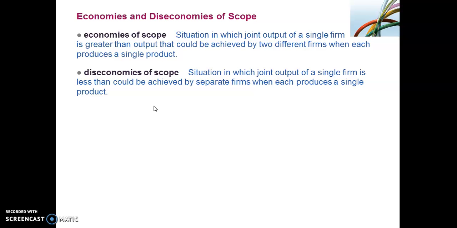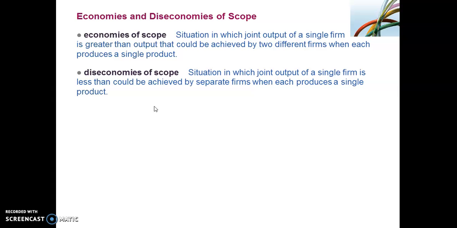Now, diseconomies of scope is a situation in which the joint output of a single firm, Honda in this case, producing both motorbikes and cars, is less than what could have been achieved by separate firms if each produced a single product. So here it would make sense if one firm produced motorbikes and one firm produced cars, because then the separate firms' output is more than the joint output of a single firm, and that's diseconomies of scope.